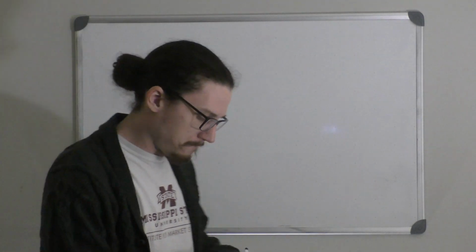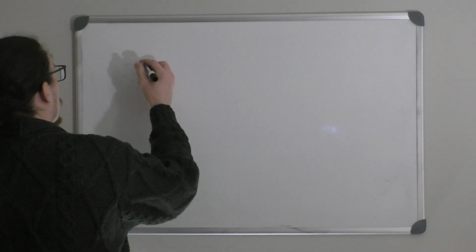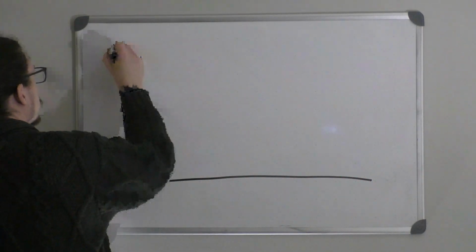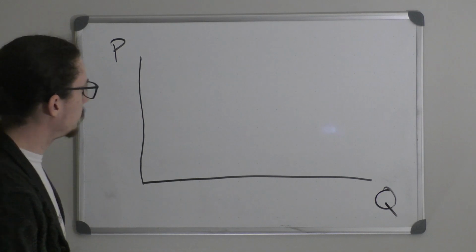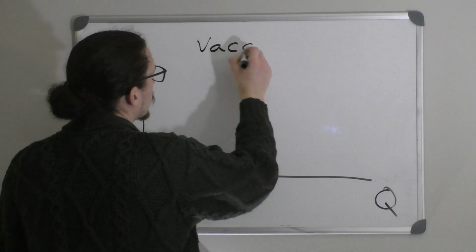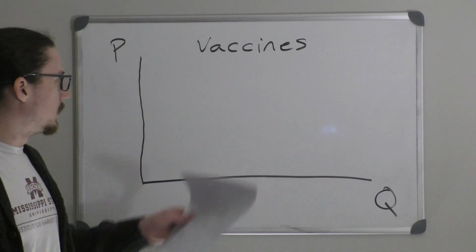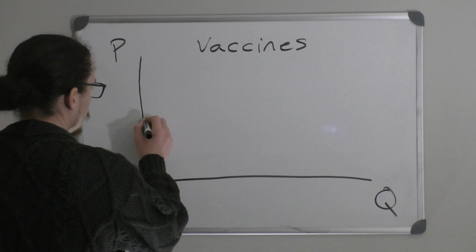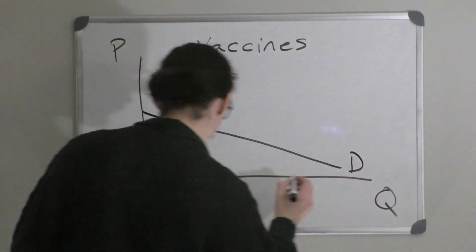So now let's look at the model for these. Man, that's a really lumpy one. That's all right. For ease of talking about this, let's say that we're looking at the market for vaccines.